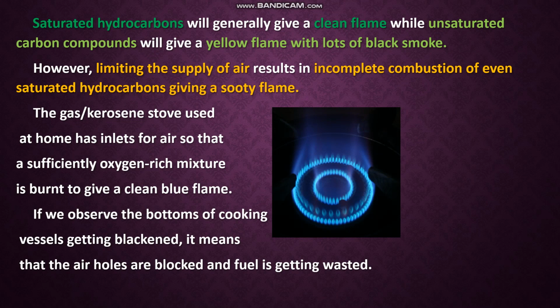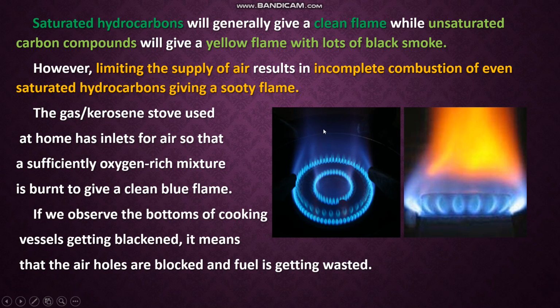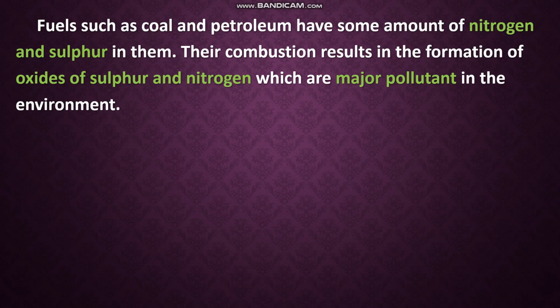If the bottom of the cooking vessel is getting blackened, it means the air holes are blocked and fuel is getting wasted. When the air holes are not blocked, a sufficient amount of oxygen is there and we get a blue flame. If the air holes are blocked due to dust particles, we sometimes get a yellow flame. One more thing we can observe: if it is a blue flame, the bottom of the vessel will not be blackened, there is no deposition of soot. If it is a yellow flame, we can see black deposits accumulating at the bottom of the vessel.